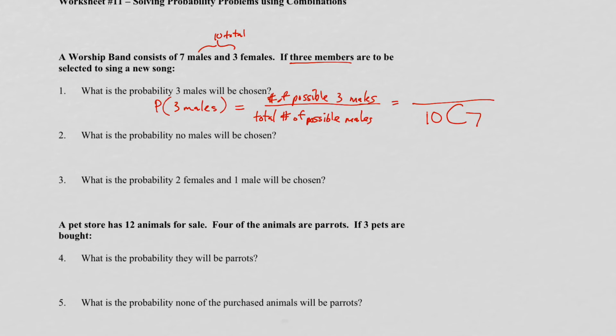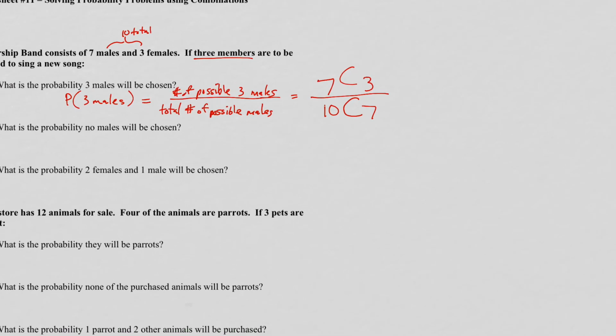And then our number of possible options to get 3 males from those 7. Well, how many males are there? 7. And then from those 7, we're trying to grab 3 at a time. So it's going to look like that. Again, if you have a calculator, you just type in the first one, divide, and then divide by the second one.